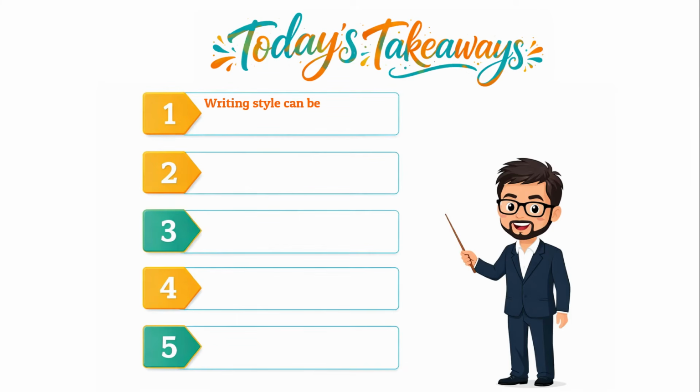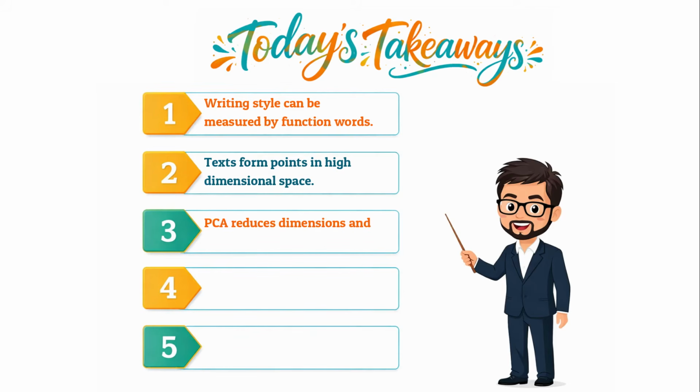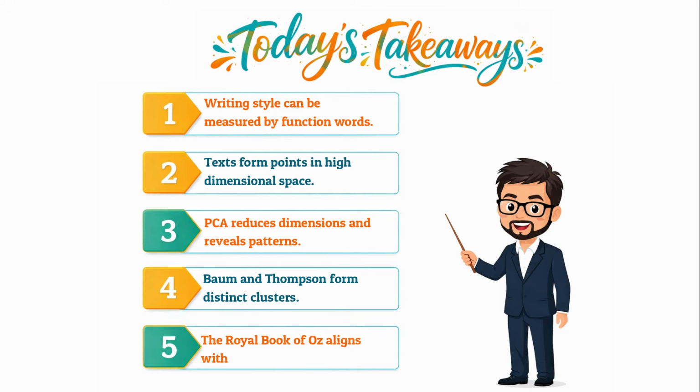Here are the main takeaways. Writing style can actually be measured using the frequencies of common function words. Once we do that, each text becomes a point in a high-dimensional space. We then use principal component analysis, or PCA, to reduce those dimensions and make patterns visible. When we do this, the books of Baum and Thompson form clearly distinct clusters, and when we look at the Royal Book of Oz, it aligns with Thompson, not Baum.